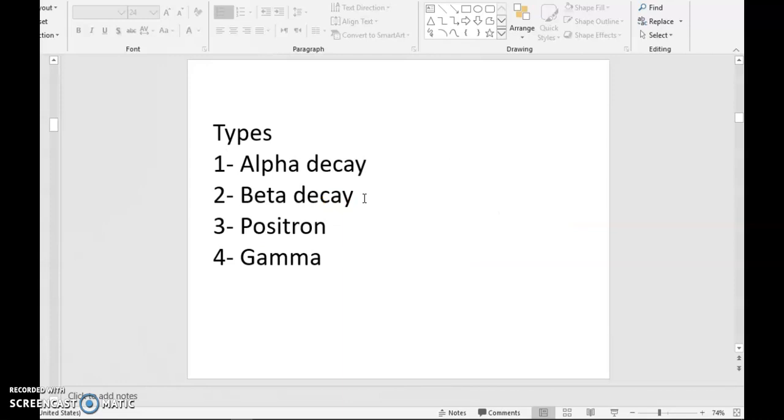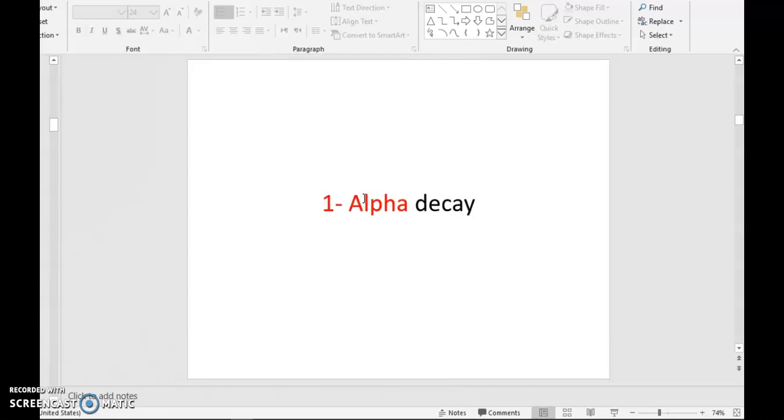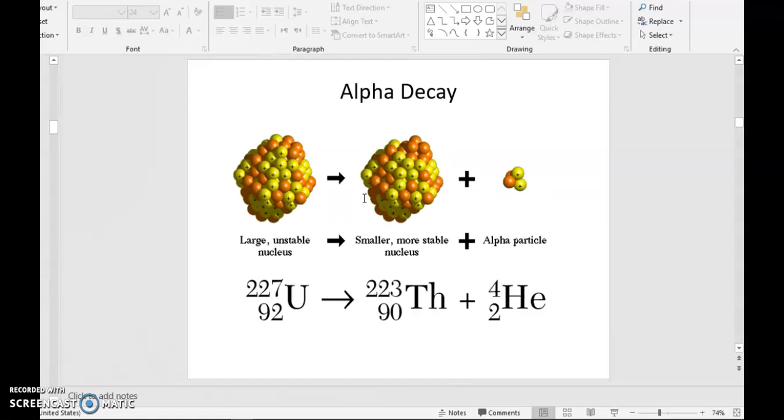We have many types: alpha decay, beta decay, positron decay, gamma decay, proton decay, neutron decay. Let's try to explain the alpha decay. Again, the alpha symbol is this one here. This is the alpha symbol, okay?